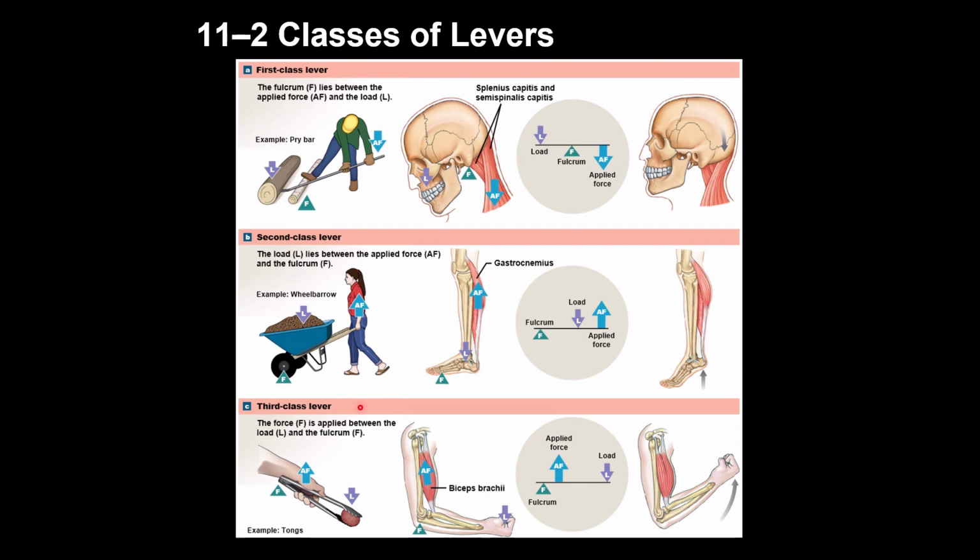And the third one is called the third class lever, where the applied force is in the middle, the fulcrum is on one side, and the load is on the opposite side. This is the most common type of lever that you can see in the body. An example of that is the biceps muscle in the arm.